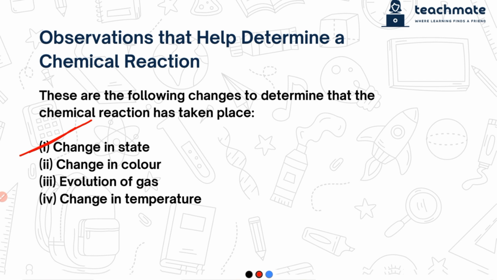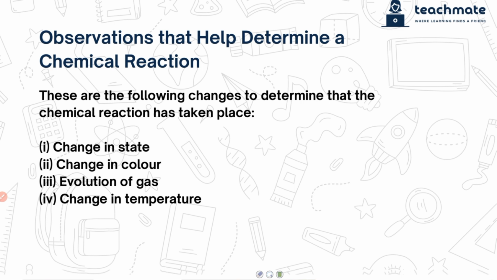In a physical reaction only a change in state or change in color will be there, but in a chemical reaction there must be a change in state, a change in color, evolution of a gas, and a change in temperature. If these conditions are there, then we can say that a chemical change or chemical reaction is happening there. Evolution of gas means a gas will be forming.